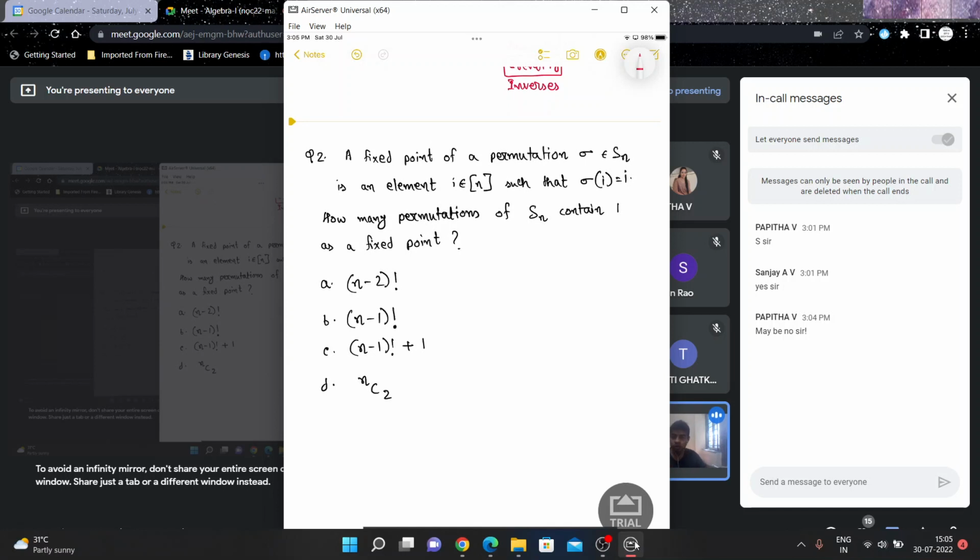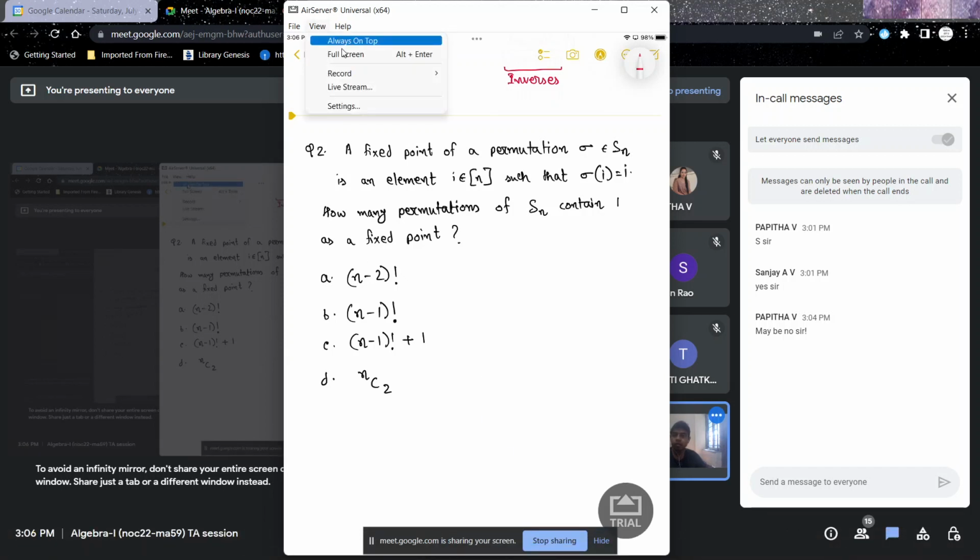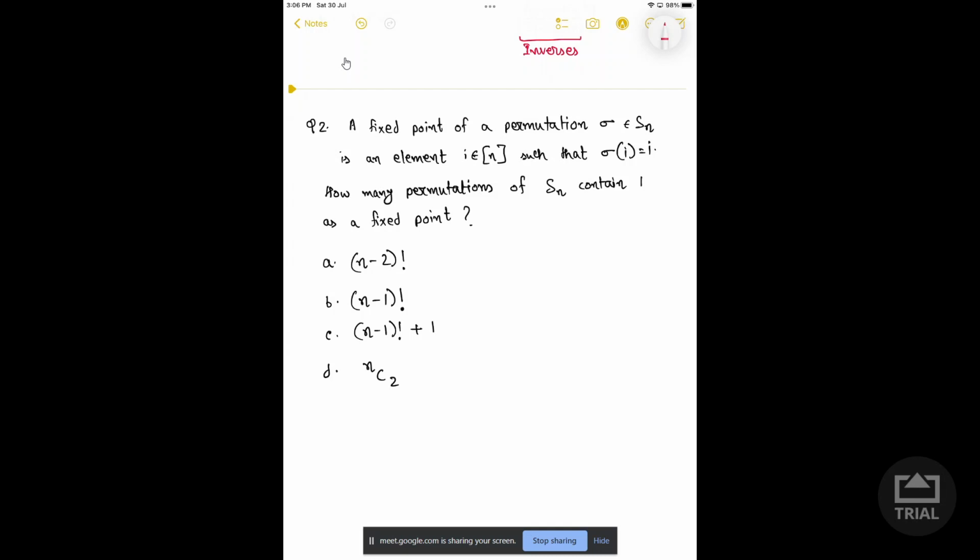We now come to question 2, which is actually from the previous year assignment. You have learnt about permutations this week. You know what Sn is, right? Sn is precisely the group of all permutations of n letters. Maybe we can take the n letters to be 1, 2, 3 up to n, and Sn is just the collection of all permutations of this set.